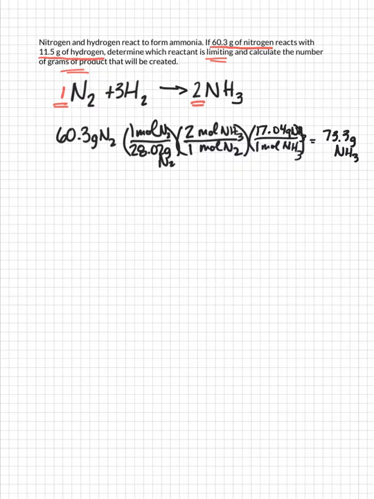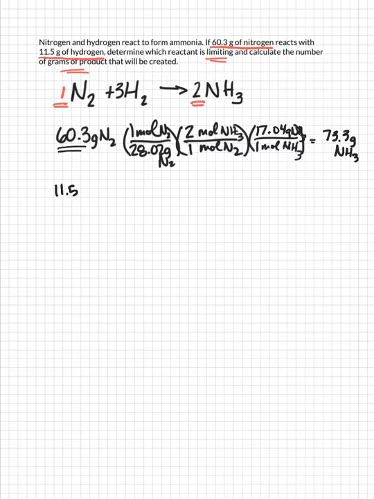Remember, my 17.04 and my 28.02, those are my molar masses from the periodic table. To change mass to moles, I use my molar mass. This is exactly the same thing that we've been doing as far as my stoichiometry problems. But remember, I'm assuming that if I use all of my 60.3 grams, I'm going to make 73.3 grams of ammonia. But I don't know that for sure, so I have to compare it to the other reactant they give me information about. So I'm going to do another problem.